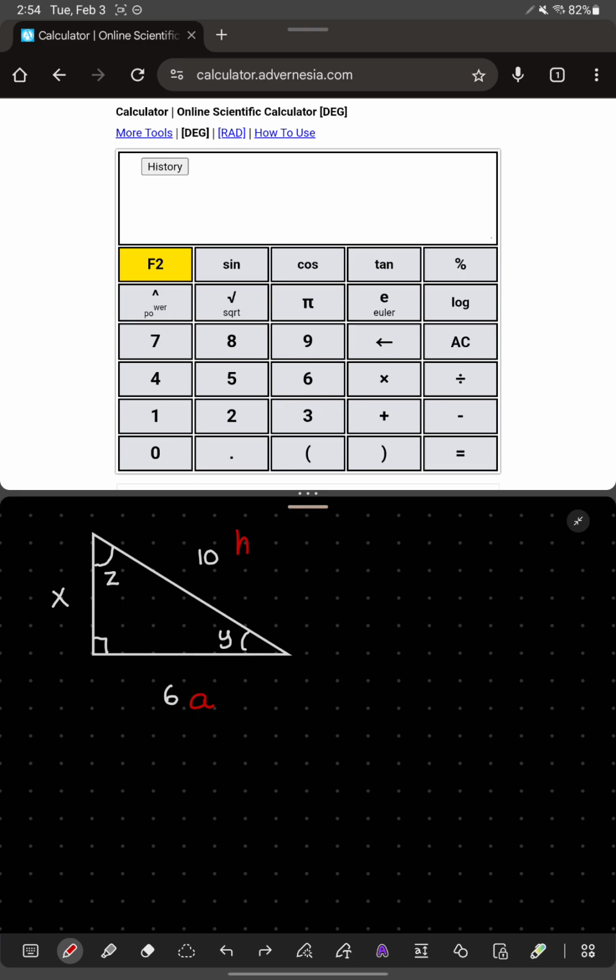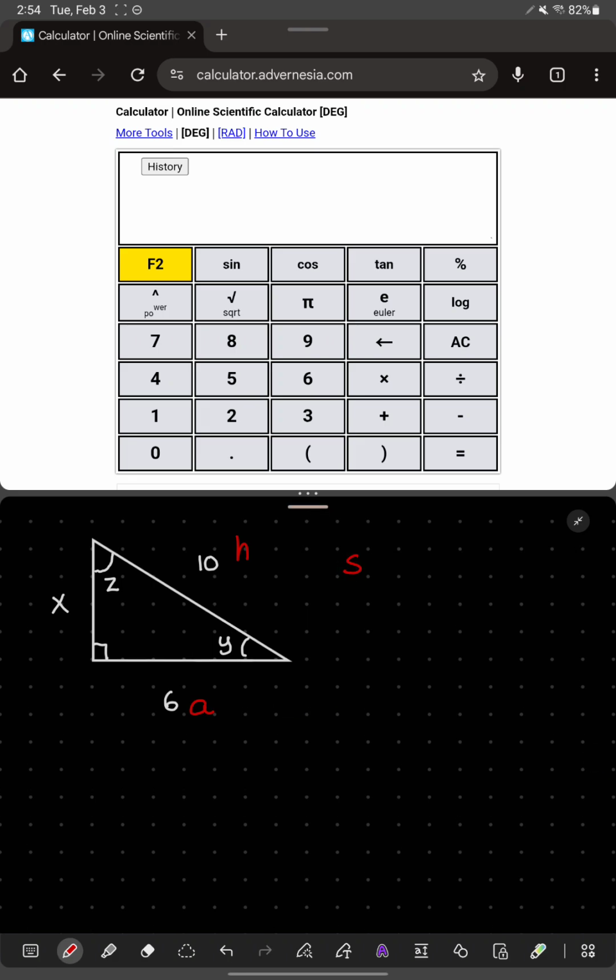Now that I have those two, a and h, I'm going to choose which trig value. If I remember trig, I have SOHCAHTOA. Because I have a and h, that would be cosine. So I'm going to say cosine of y equals a over h. So that's 6 over 10.